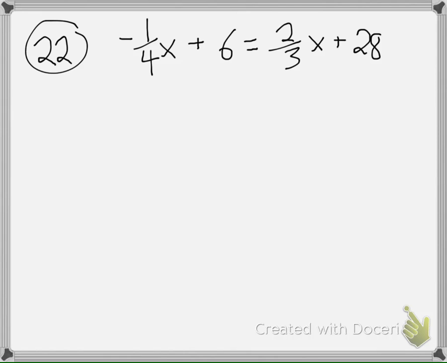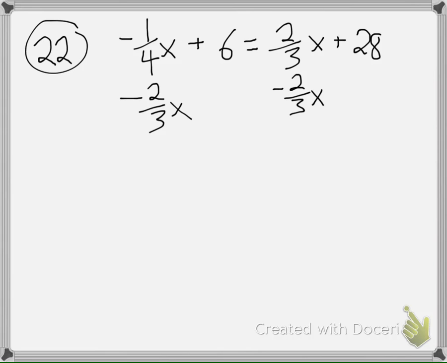Is there anything that can be simplified on this left-hand side? No, I have a variable term, negative 1/4 x, and I have a constant term, plus 6. And on this side, is there anything that can be simplified? No. Got a variable term, 2/3 x, plus constant term, positive 28. So there's nothing that can be simplified, which means the first thing I need to do is get my variables on the same side. My preference, as I have told you, would be to subtract 2/3 x from both sides. That way I get my variables on the left-hand side, which is where I like them.